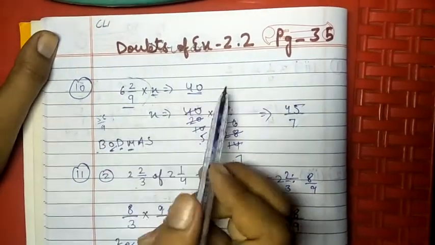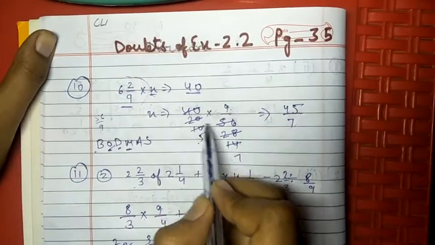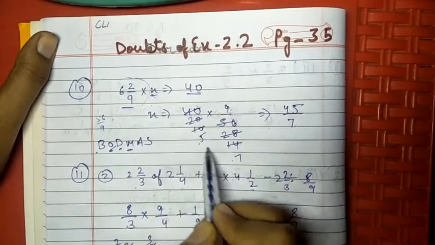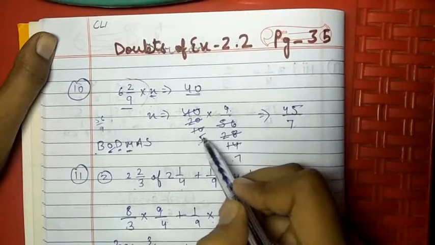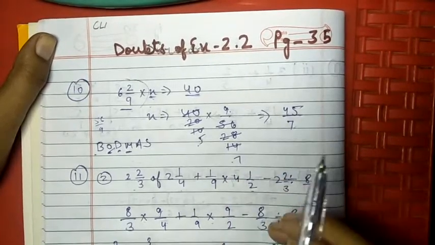And we'll send this number to the other side, and you can divide 40 and 56 by 2, so you'll get here 5 and here 7. So 5 9s are 45 and 7 will be as it is.